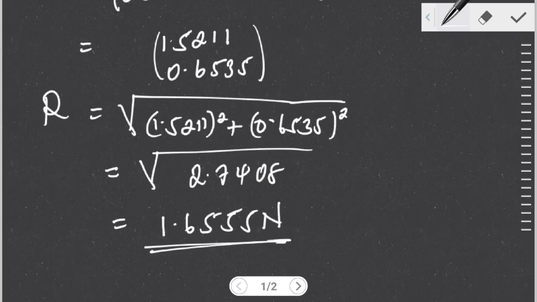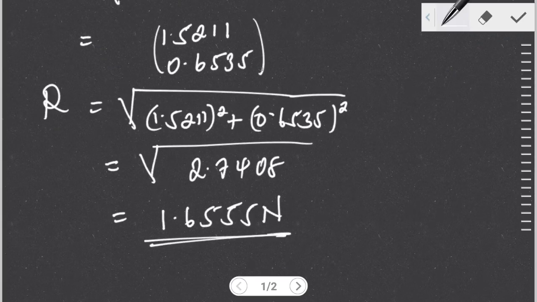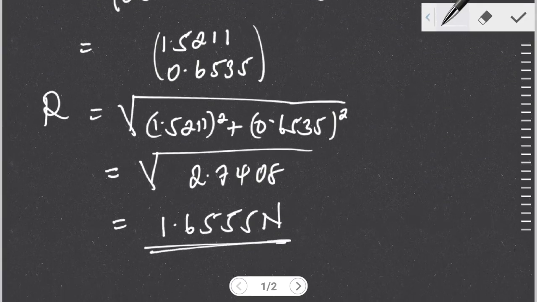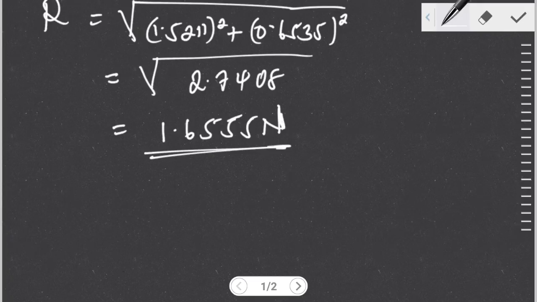So we have to determine the direction of this by resolving. I had both positives, 1.5211 and 0.6535. So in the y direction I had this, and in the x direction I had this, and on resolving I ended up with this. So after working out, I have to resolve these vectors to show that the direction of the resultant was moving in this direction.